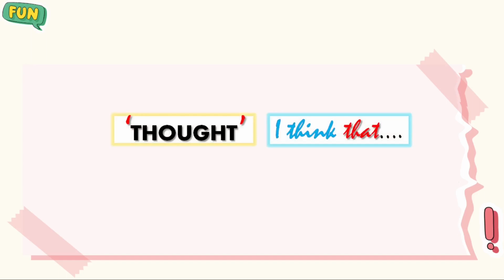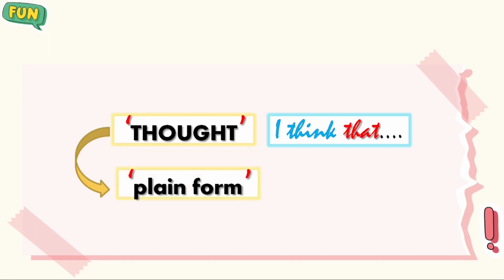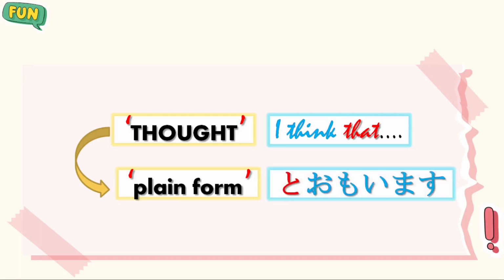Now look at its construction. Thought, and then I think that. This was the format, right? The thought always has to be in the plain form. I'll come to that, but let's move on to the next part right now. And I think that we already tackled this part. It was と思います, isn't it?